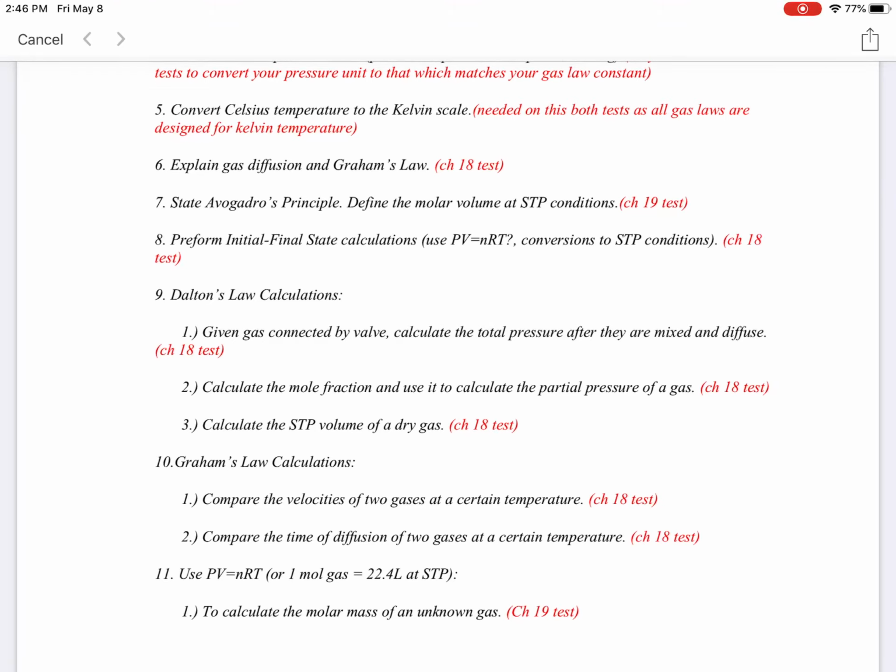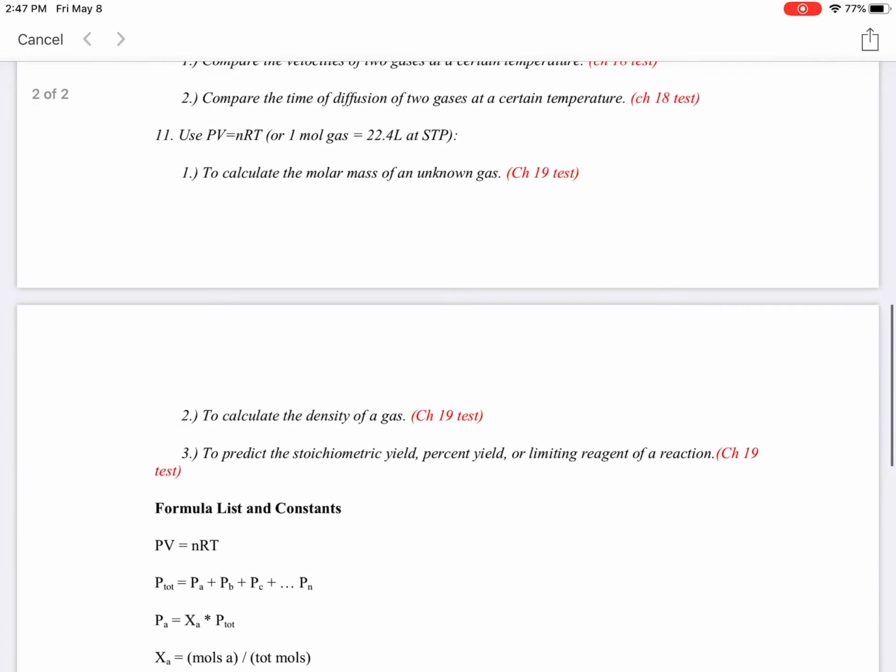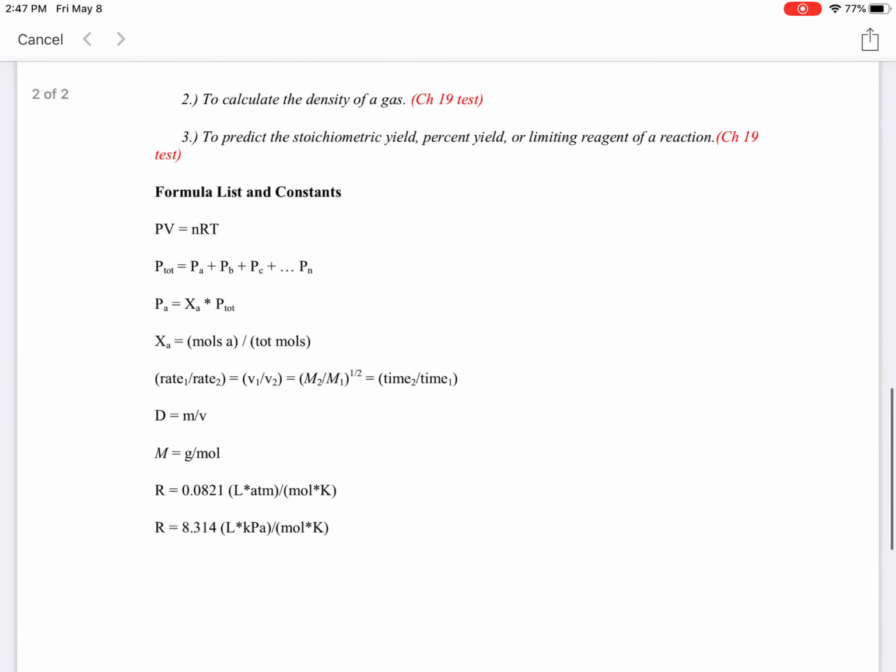Number 6, what is diffusion and what is Graham's law? So conceptual understanding of Graham's law. Number 8, initial and final state problems, we just went over. And all 3 different types of Dalton's law in number 9 will be on the test, as well as Graham's law: 1, what are the velocities, the ratio of the velocities, how much faster does one diffuse versus the other, and 2, how much time does it take for it to diffuse. The rest of this stuff is on the Chapter 19 test.